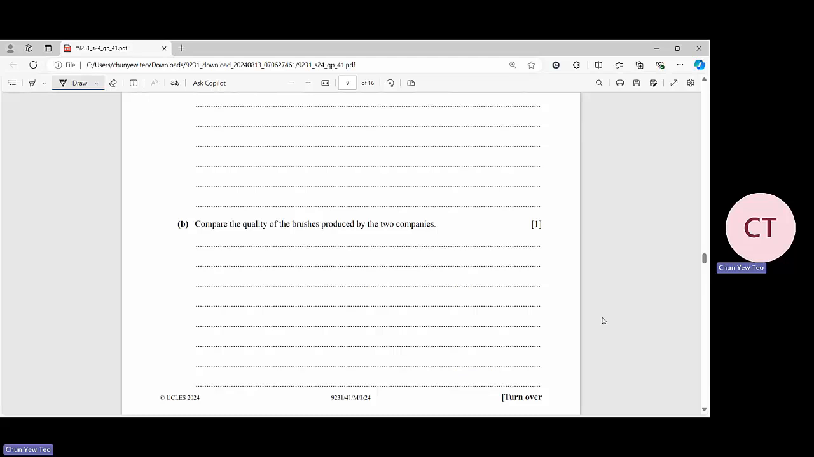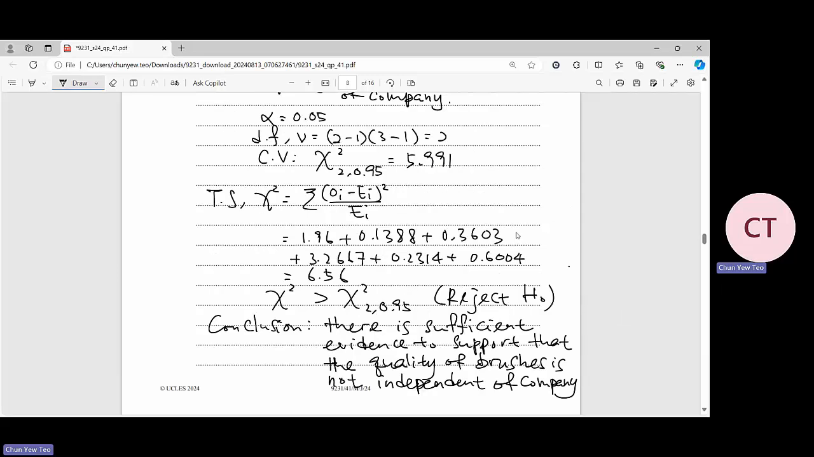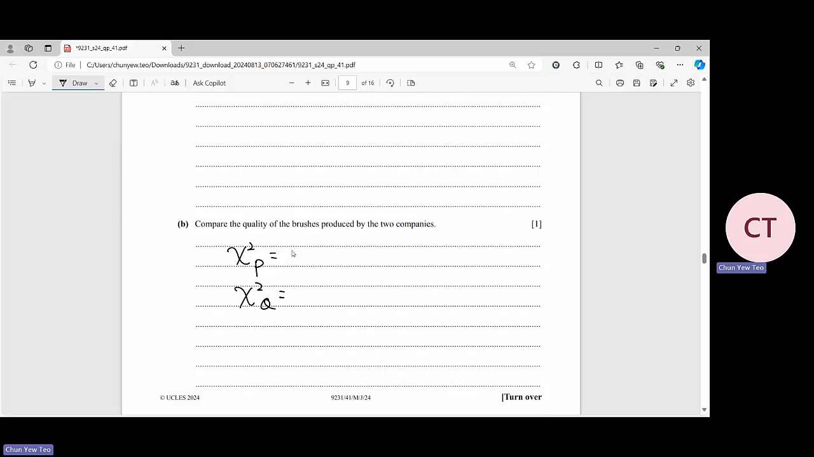So what you need to do is find the chi-square for company P and the chi-square for company Q. You total them up over here, you get chi-square P, and total them up over here, you get chi-square Q. For company P you get 2.4591, and for Q you get 4.0985. Which one is bigger? Company Q is bigger.